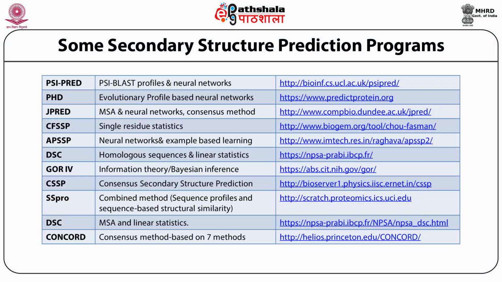there are many different programs available with different procedures with variable efficiency. Most of them are completely automated programs which are available online for free, and some of them require a license and run locally on your computers. Here is the list of popular secondary structure prediction programs and web links for access. So as I mentioned already, you can use more than one method to get concurrence in your results.